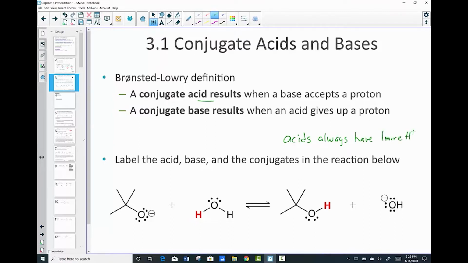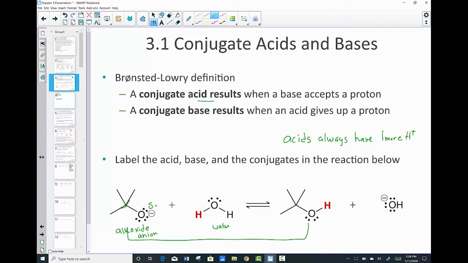So conjugates are those two species, one from the left side, one from the right side, that only differ by the absence or presence of a hydrogen ion. For example, this alkoxide anion. Hear that O? Alkoxide means it's got a carbon group with an oxide negative ion. The alkoxide anion is reacting with water. So now all of a sudden we have this very electron-rich oxygen area.